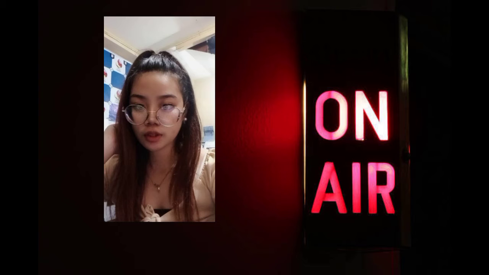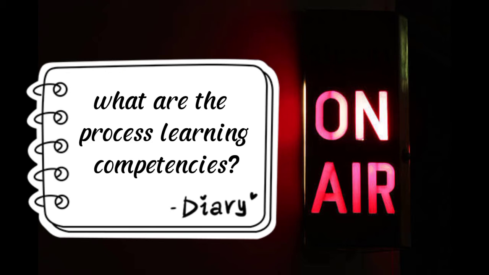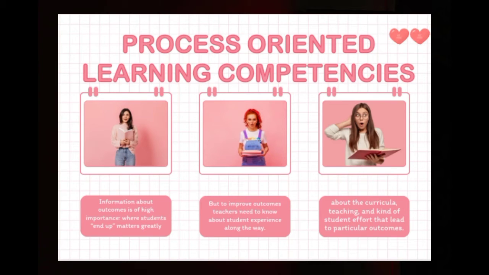Okay, someone has texted to our number and she has a question. DJ Aya, what are the process-oriented learning competencies? Thank you for that question, ma'am. So we have two learning competencies. The first one is that information about outcomes is of high importance for students and matters greatly. The second one is that to improve outcomes, teachers need to know about the students' experience along the way, about the curricula, the teaching, and the kind of student effort that leads to particular outcomes.